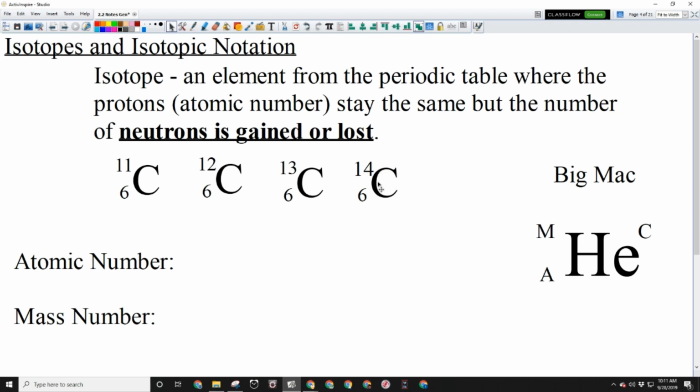Now you may have heard of carbon dating, and what they do is they look at the isotopes that are in that sample to find out how old something is.